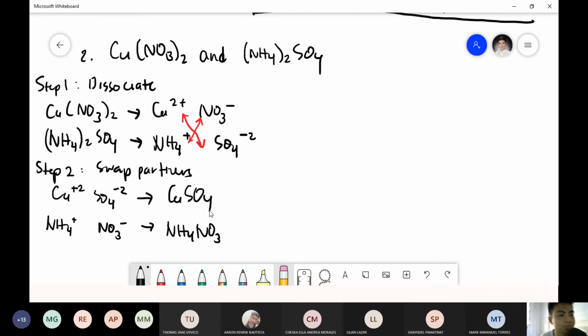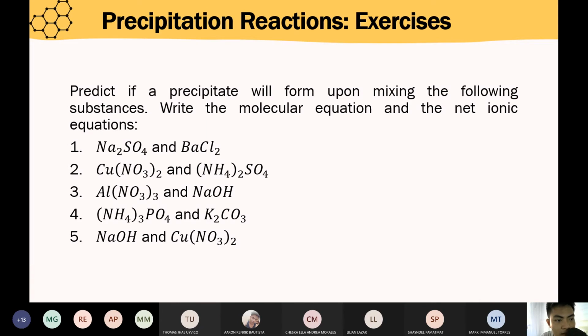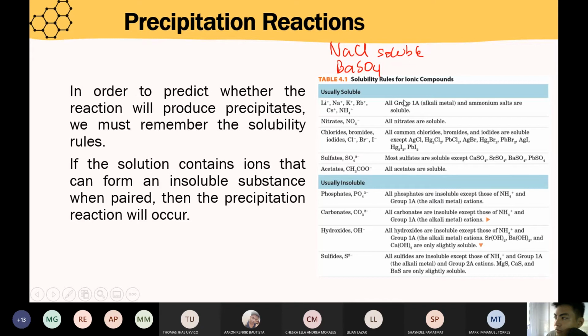Okay? So ganun lang. So now, so we did the double displacement reaction. We swapped the cations. We determined their corresponding formula. Ano susunod na gagawin? Next thing you're going to do is to check the solubility rules. Balik ulit tayo dito. Yan. So ano uli yan? Copper sulfate and ammonium nitrate. Okay? So yun yung ating ions.